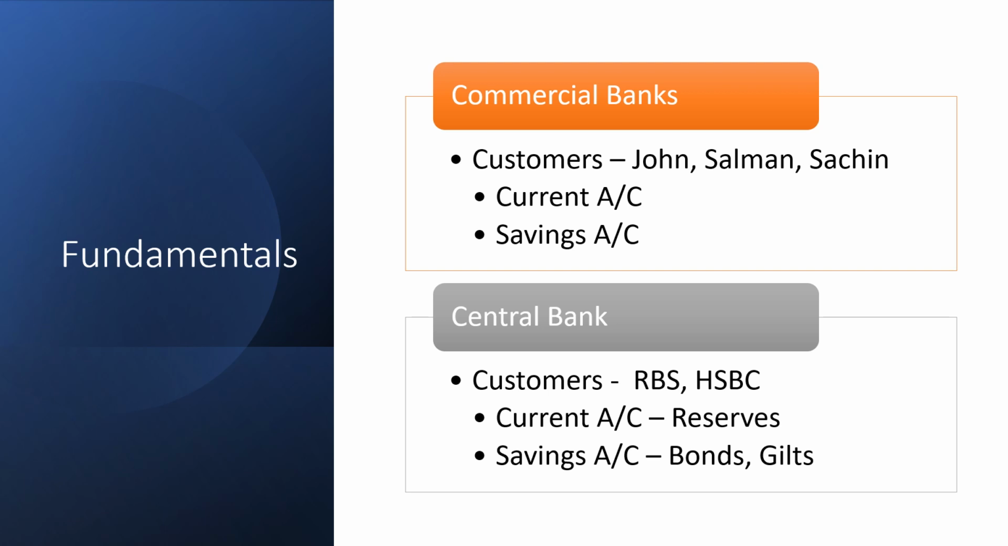So just to recap this slide, commercial banks have customers, which are the individuals and companies in the private sector. Similarly, the central bank has customers, but the customers of the central banks are the commercial banks. Commercial banks have current accounts and savings accounts. Similarly, the central banks have current accounts and savings accounts. So with this context, the forthcoming slides will be easy to understand.